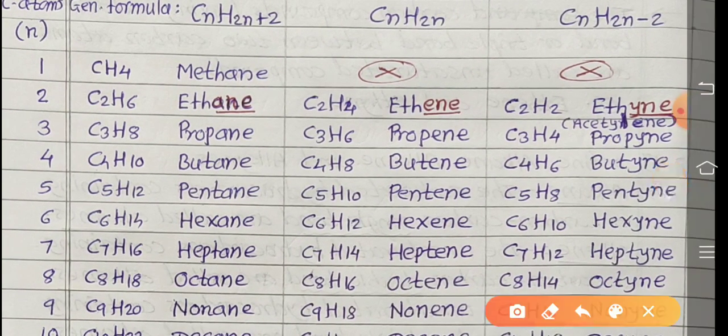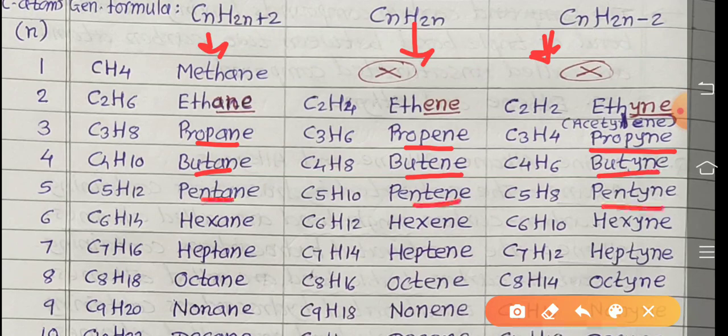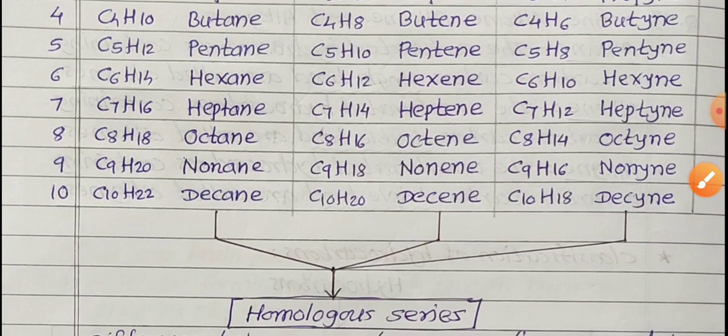So check there, the alkane, alkene, alkyne series. According to the number of carbon atoms, the names are propane in alkane, propene in alkene, propyne in alkyne. Butane, carbon single bond, carbon double bond, then butene, triple bond, then butyne. Pentane, pentene, pentyne. Hexane, hexene, hexyne. Heptane, heptene, heptyne. Like this way, up to 10 carbon atoms, that series are showing here.